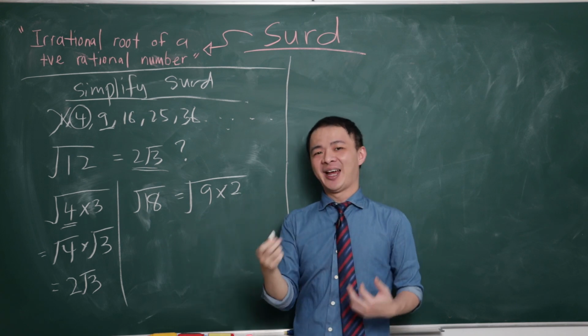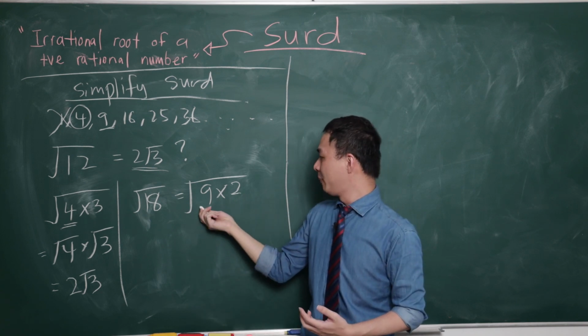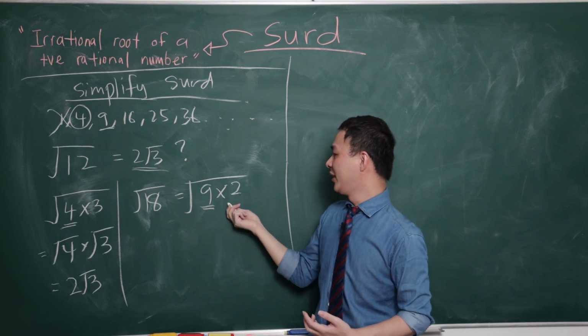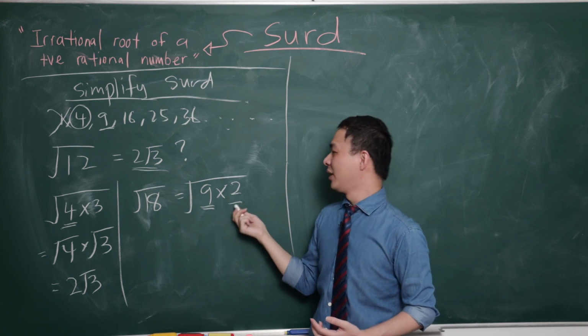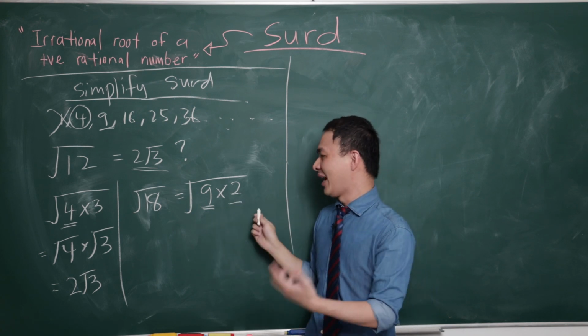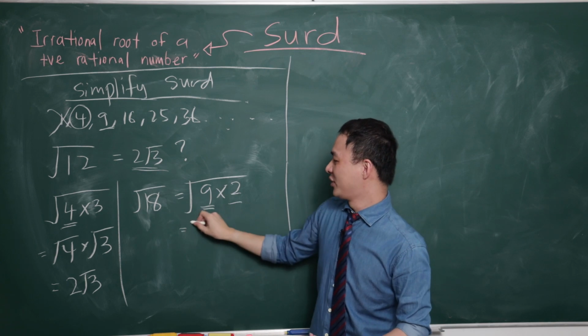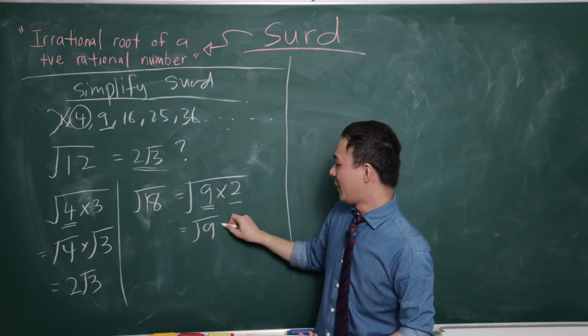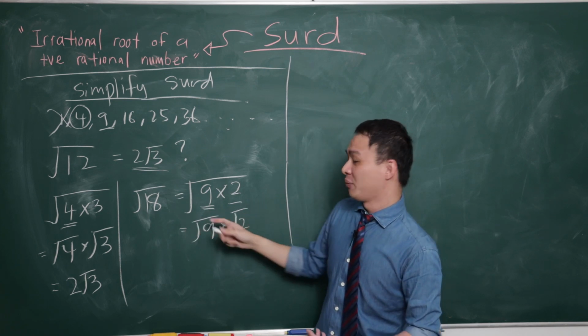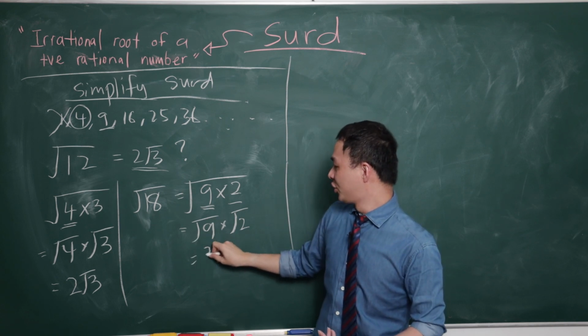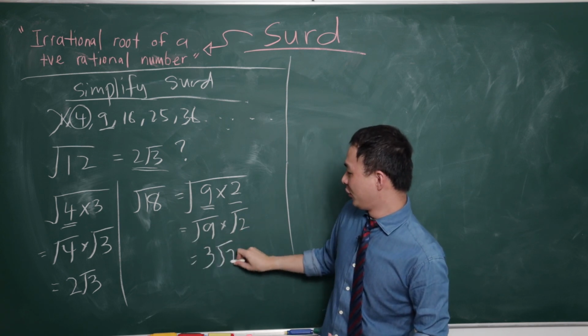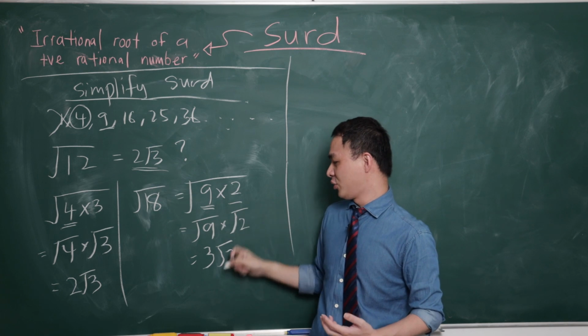And you will realize I have a habit. I always write the perfect square number first, then only the other number. Of course you can do 2 times 9, but later I need to simplify like this: square root 9 multiplied by square root 2. Because square root 9 gives me 3, I get 3 square root 2. Square root 9 is 3, square root 2 I copy.